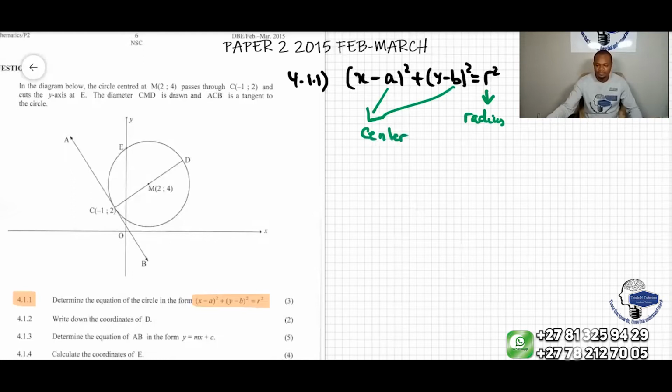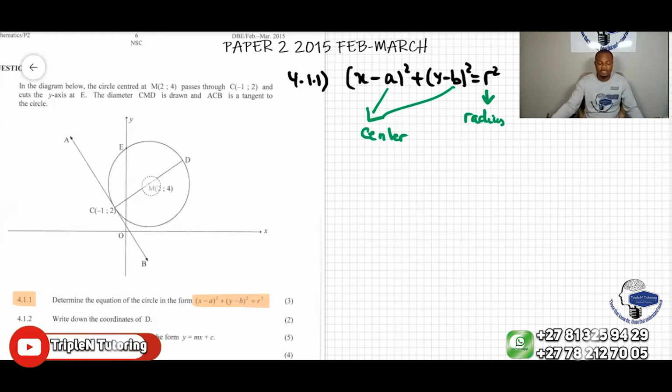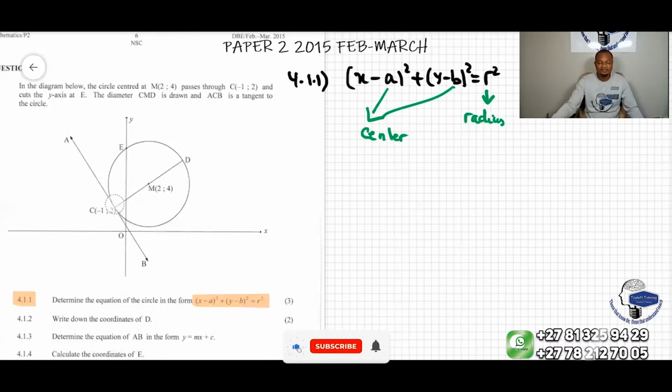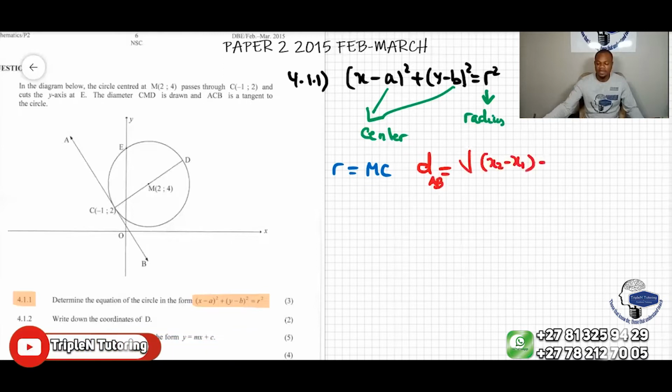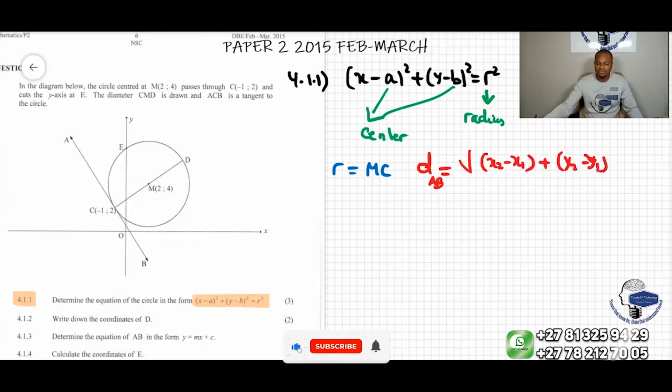Now we can solve this first by finding the radius. As you can see, we have the point M, and we also have another point on the circumference. We can work out this length MC to find the radius, because the radius equals MC. So we can find the length MC by using the distance formula, D equal to the square root of (x2 minus x1) squared plus (y2 minus y1) squared, like this.